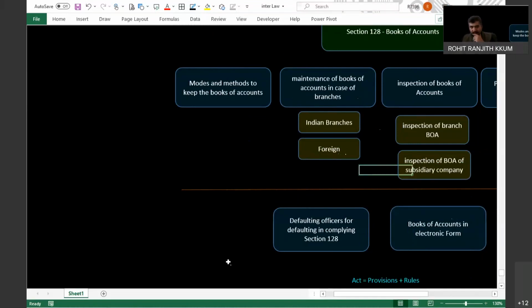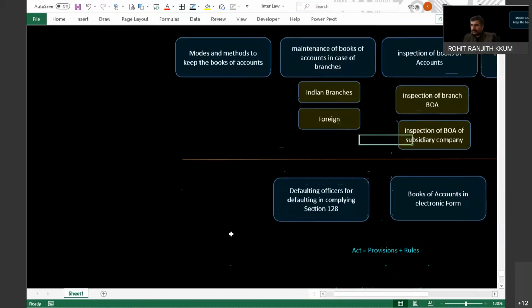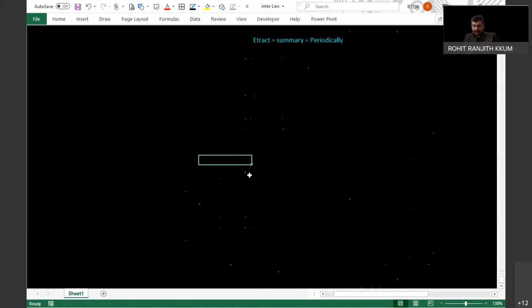Good. So basically here, let me complete the inspection part quickly. As far as the inspection is concerned, guys. Okay, head office directors are allowed.